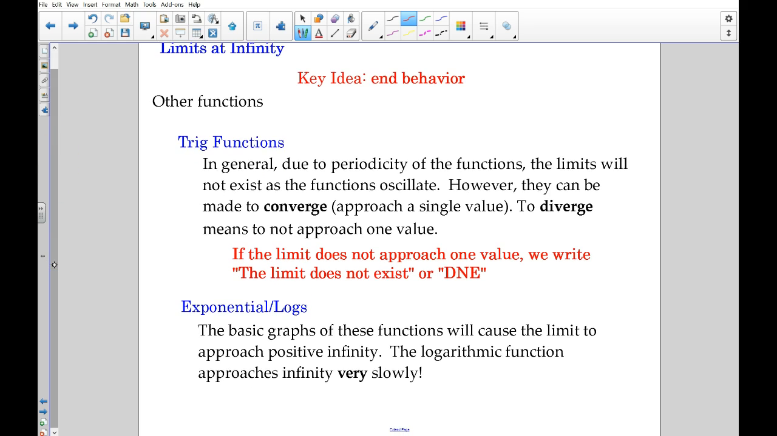Exponential functions and logs: logs have a restricted domain, so they can really only approach positive infinity. If we have transformed functions, that may change. But a log function, as we go to positive infinity, will go to infinity as well, just very slowly. Exponential functions, if we go to minus infinity, have a horizontal asymptote at 0. If they go to positive infinity, they do not have a horizontal asymptote, so we would say that the limit approaches infinity, but again, as a value, there isn't a limit value, so the limit technically does not exist.